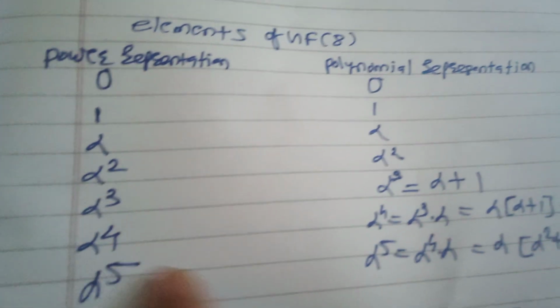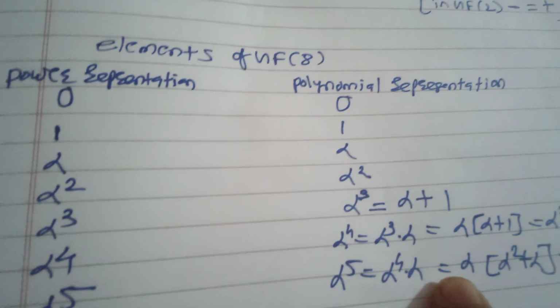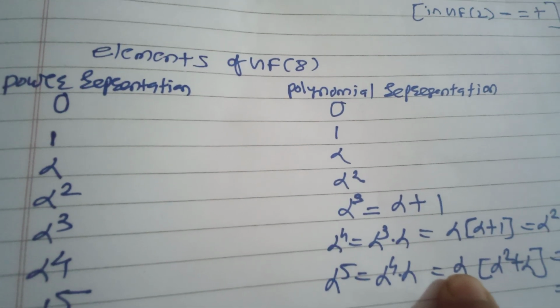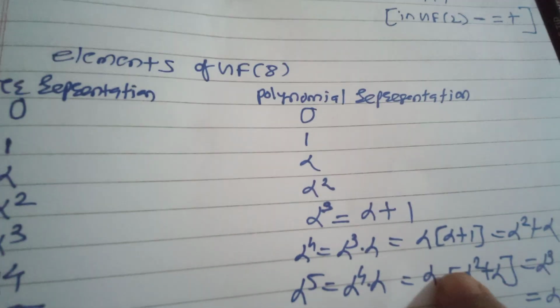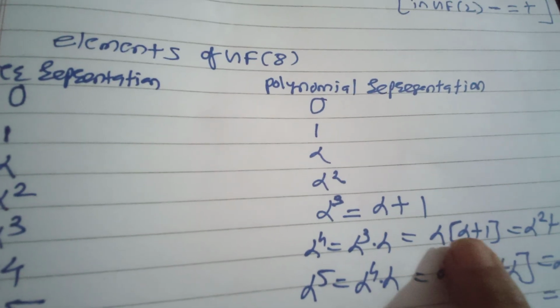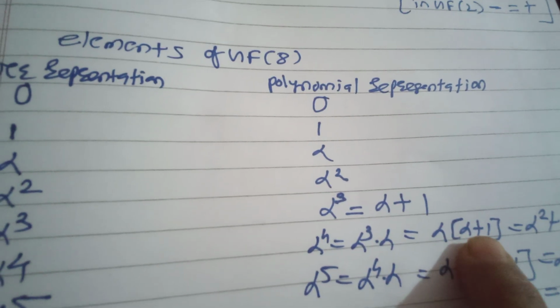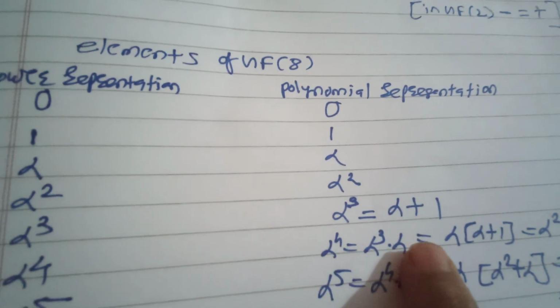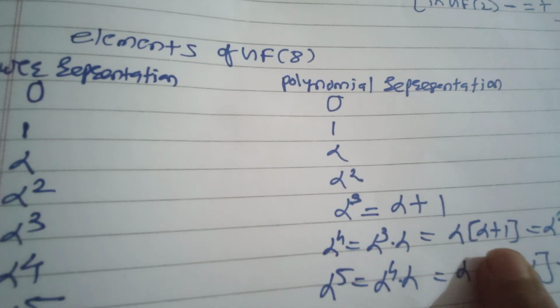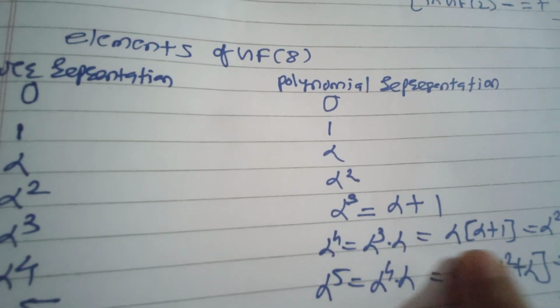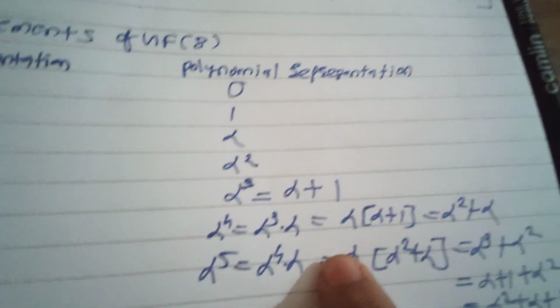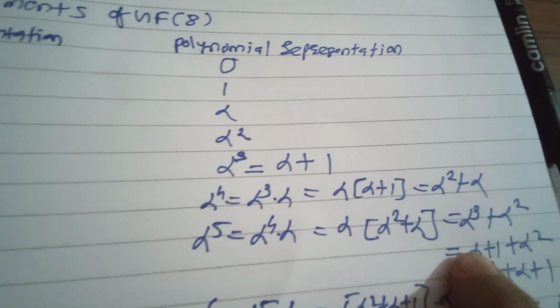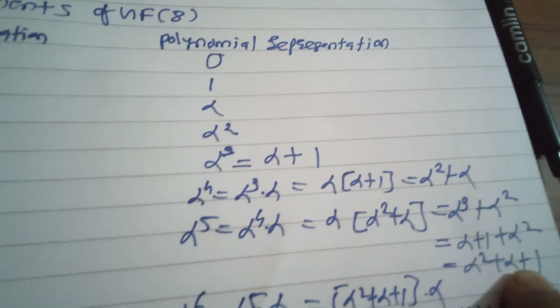Then alpha^5 is equal to alpha^4 into alpha. Alpha^4 is alpha^2 + alpha, into alpha. I have written it first alpha, then alpha^3, here I have written alpha^3 first, then alpha, so you can understand that alpha into alpha^2 is alpha^3, then plus alpha^2. Then again alpha^3 is alpha + 1. So that will be alpha^2 + alpha + 1.